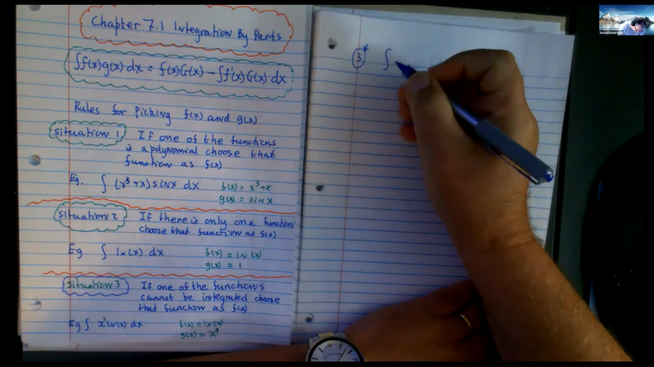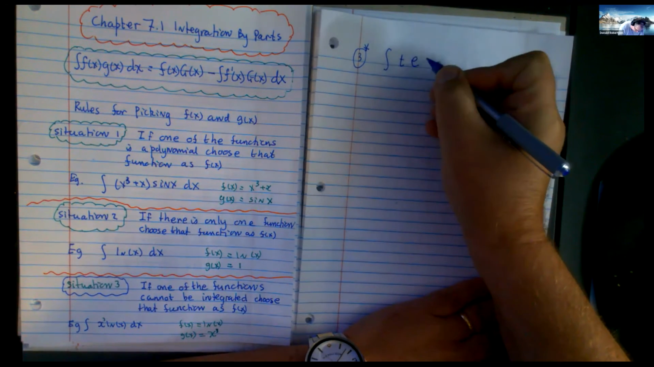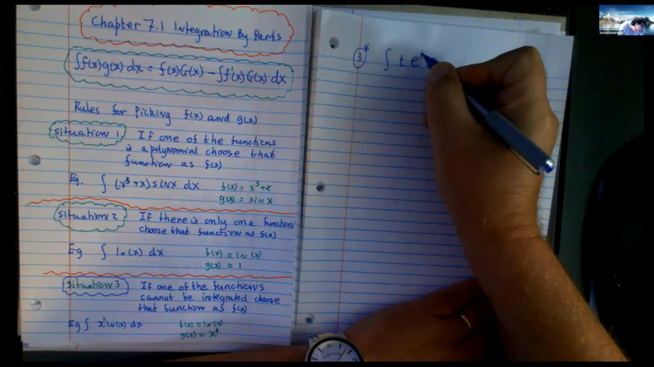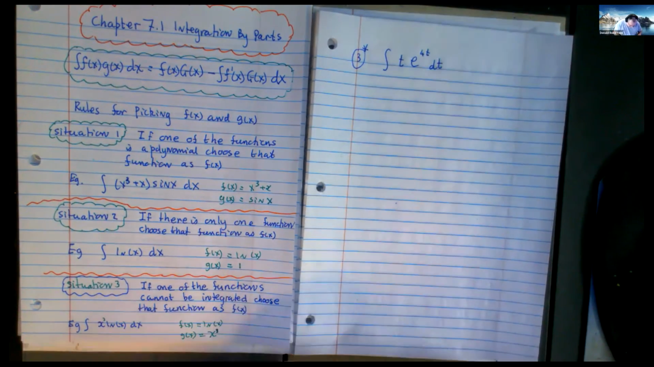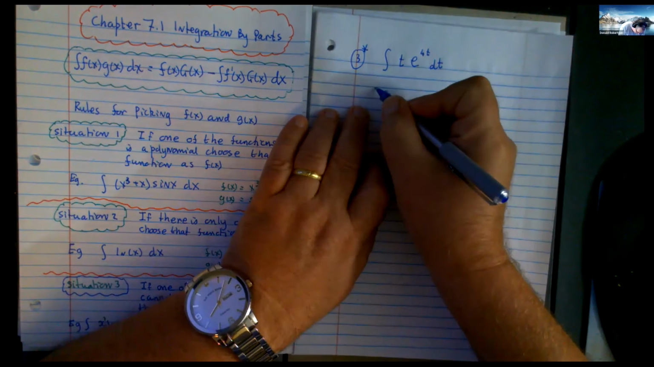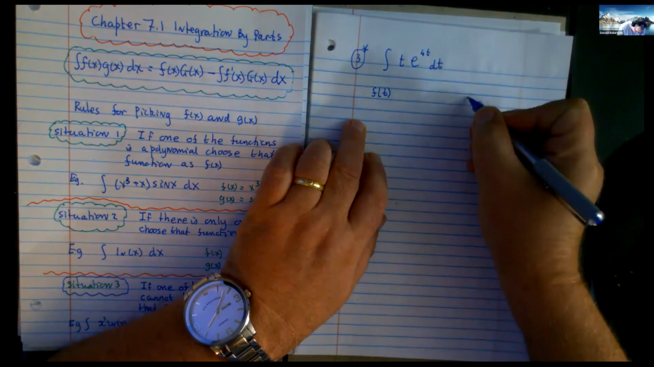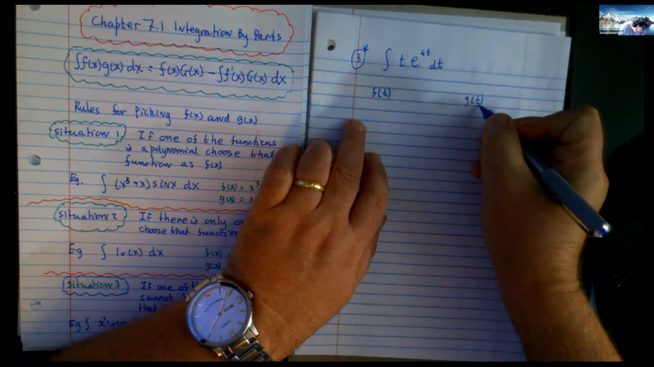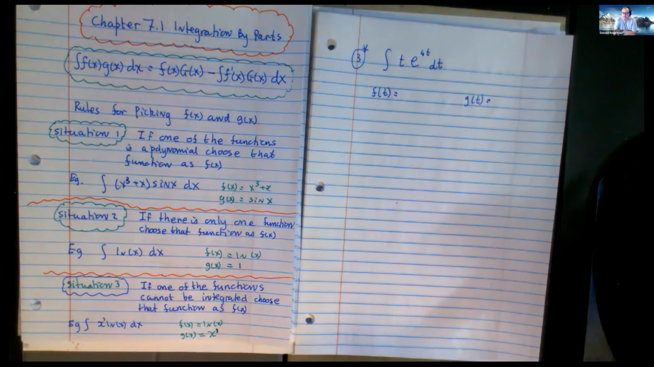And this guy is going to be t e to the 4t dt. All right. Okay, I need an f of t. Right. I need a g of t. Who are you going to pick as f of t in this story?